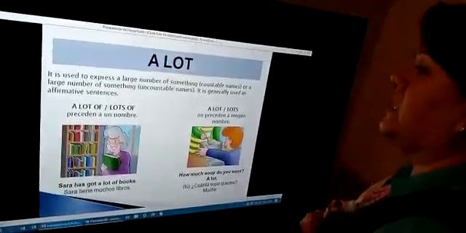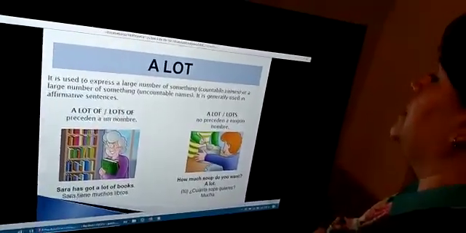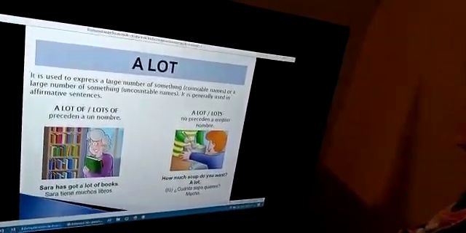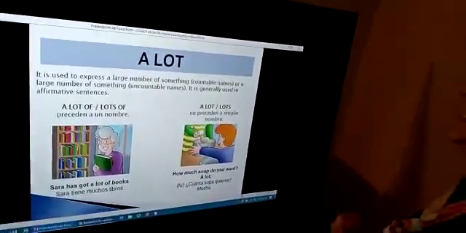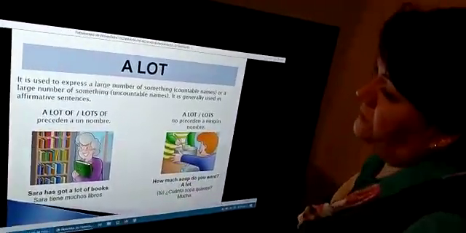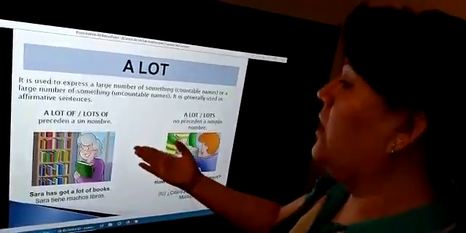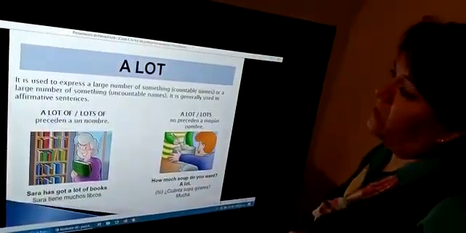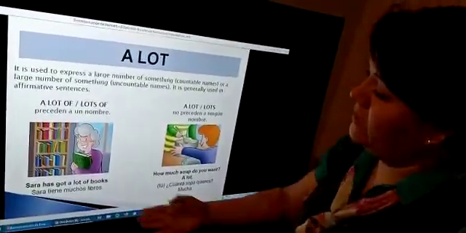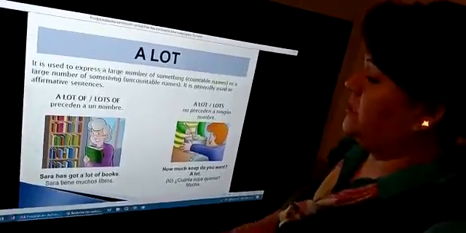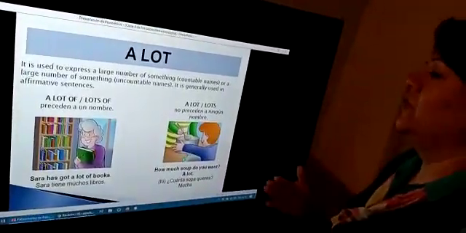Next is a lot. A lot, it is used to express a large number of something, countable nouns, or a large amount of something uncountable. It is generally used in affirmative sense. Look at the picture right here. A lot of or lots of proceden a un nombre. Okay, look at the example. Sarah has got a lot of books. Spanish say, Sara tiene muchos libros.